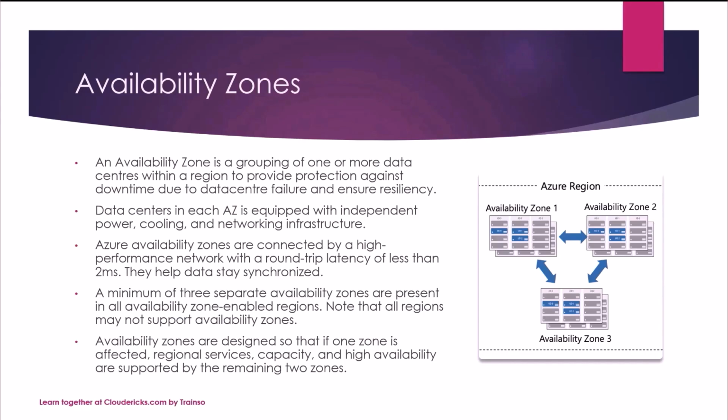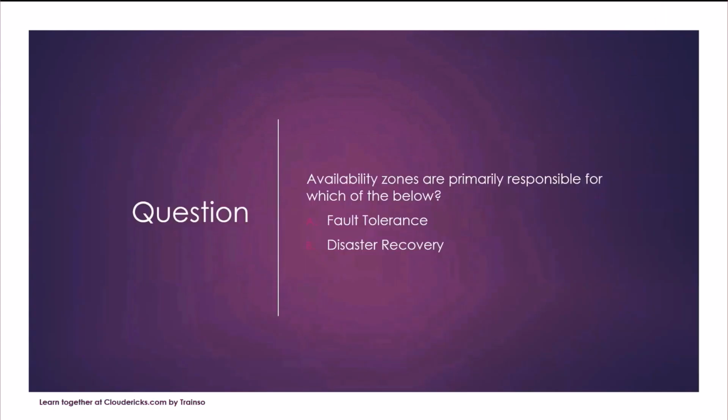Please note that all regions may not support availability zones. Availability zones are designed so that if one zone is affected, regional services, capacity, and high availability are supported by the remaining 2 zones. Let me ask you a question to check your understanding of availability zones based on what you had learned from the Cloud Computing 101 session. Availability zones are primarily responsible for which of the below? A. Fault tolerance. B. Disaster recovery.